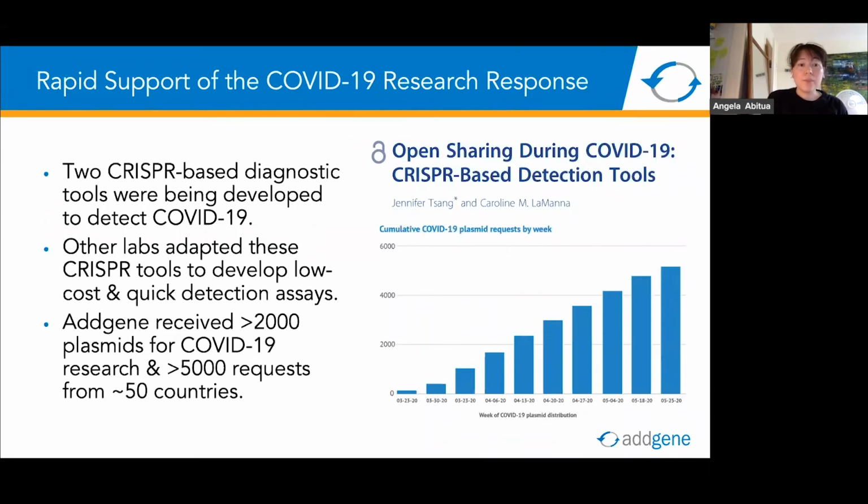And since the beginning of the pandemic, despite the reduced deposits and shipping of plasmids due to lab closures around the world, Addgene has received over 2,000 plasmids for COVID-19 research and over 5,000 requests from about 50 countries. And if you're interested in learning more about this, you can read this article, which is also published in the CRISPR journal.